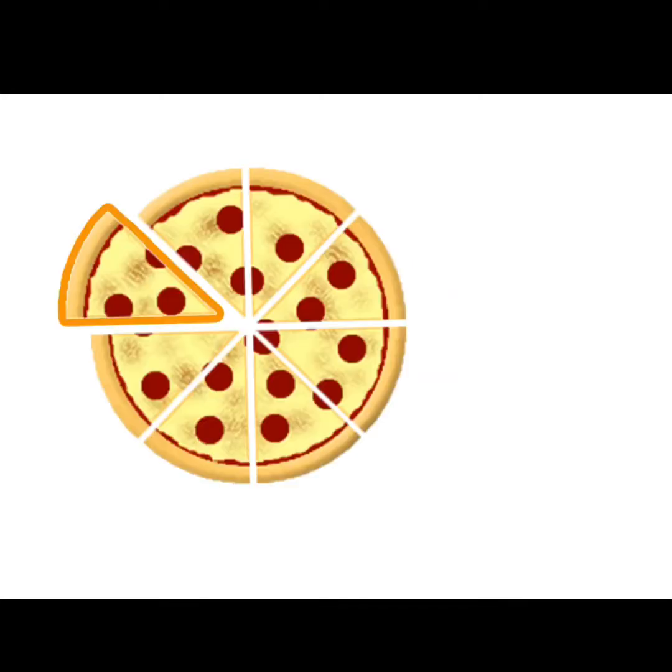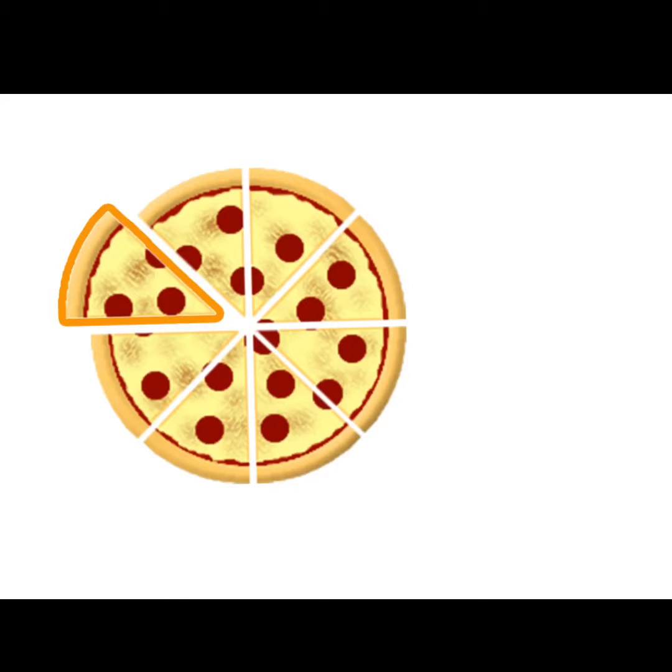For example, 2 and 1/4. Here we have the whole number, which is the 2. That means 2 whole somethings. And then a small piece of the same thing. So let's look at this pizza for an example.